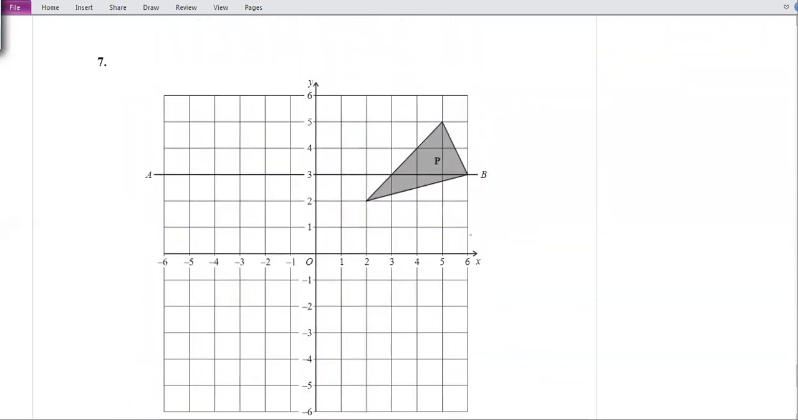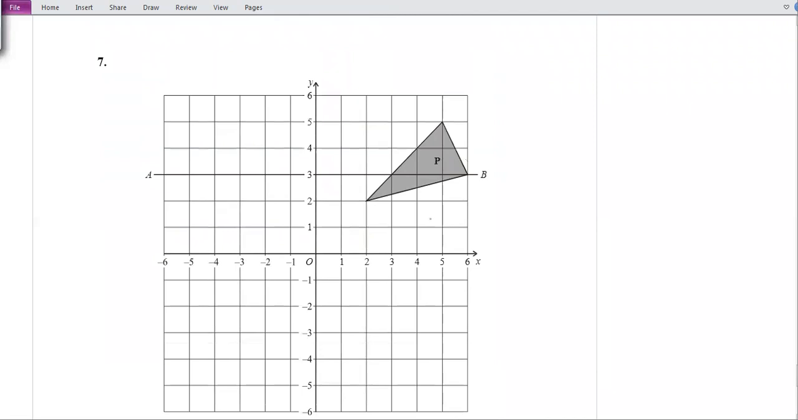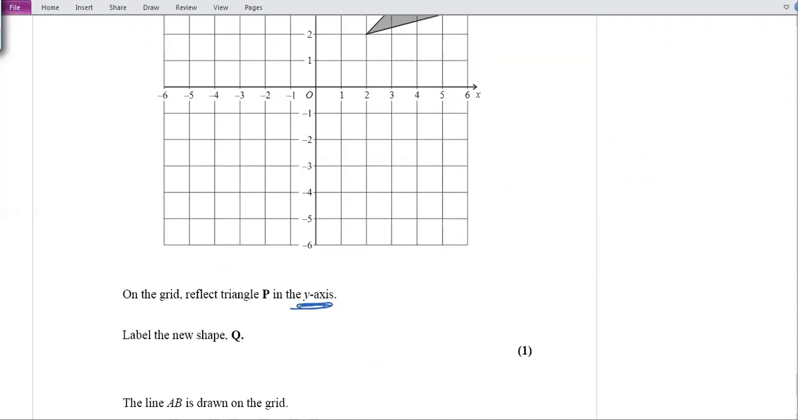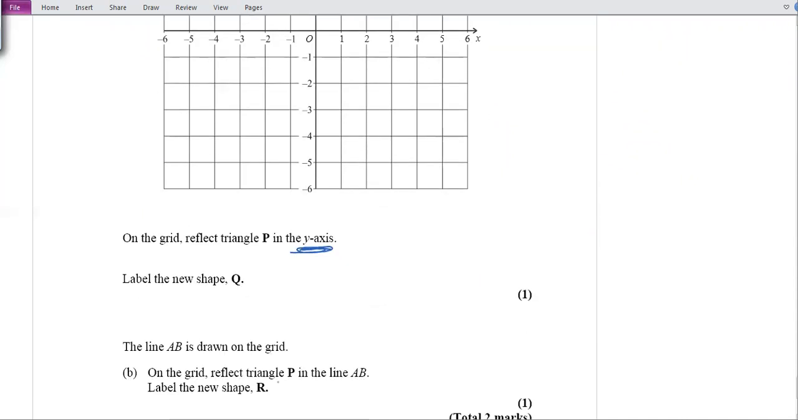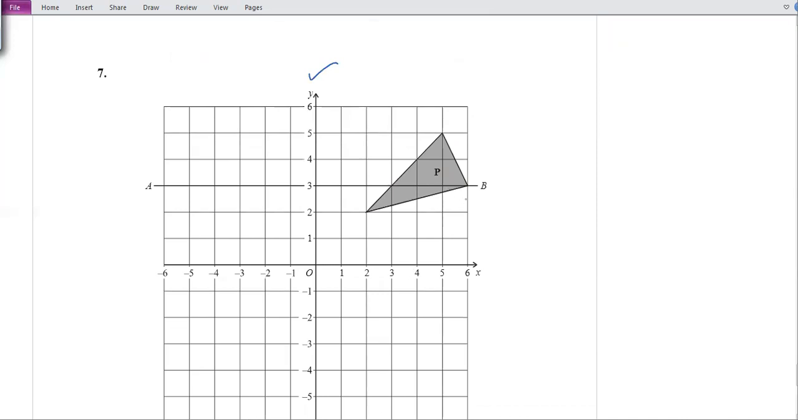In the same way, if you have to do the reflection for this shape, let's read the question: reflect the triangle P in the y-axis. This is triangle P, this is the y-axis. So you have to do the reflection in the y-axis. Then the line AB is drawn on the grid. On the grid, reflect the triangle P in the line AB. So this point will stay here. This point is here, it will go here. This point is here, it will go here. So this will become the reflection in this line AB.